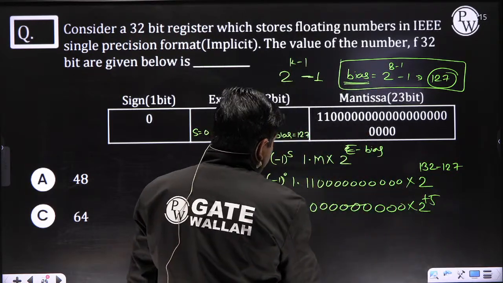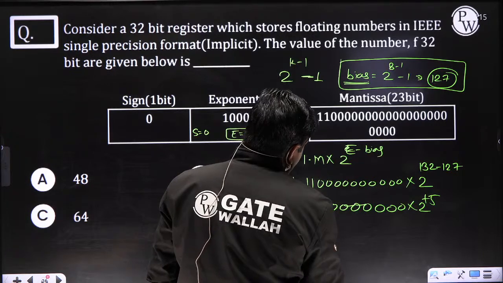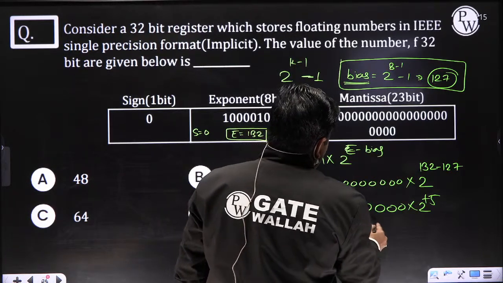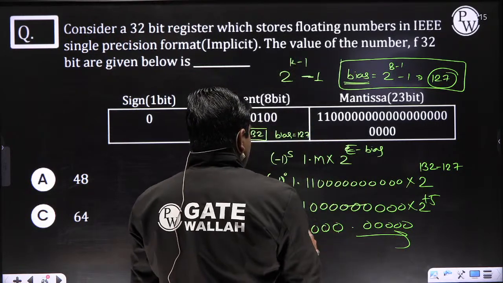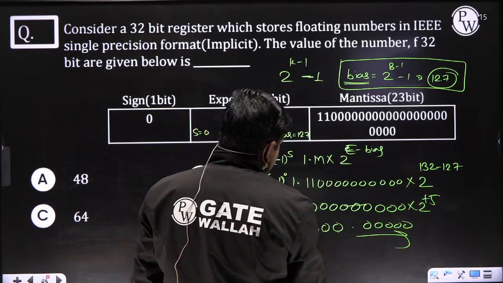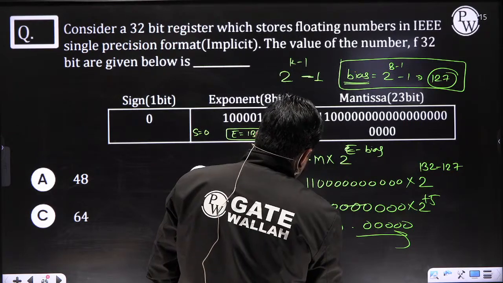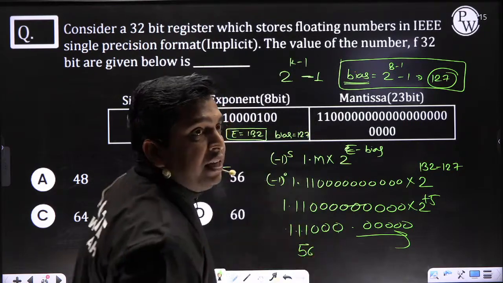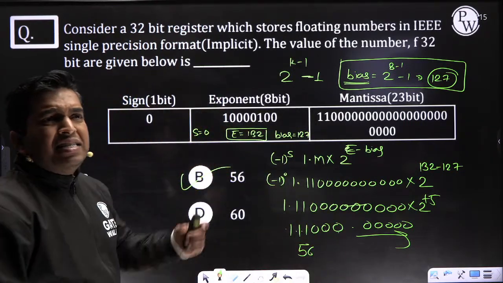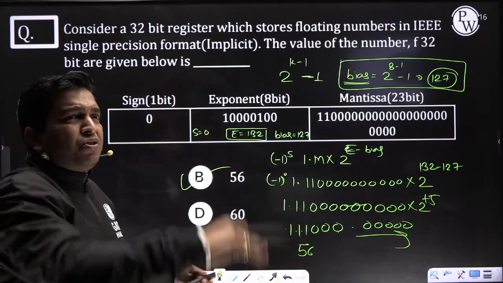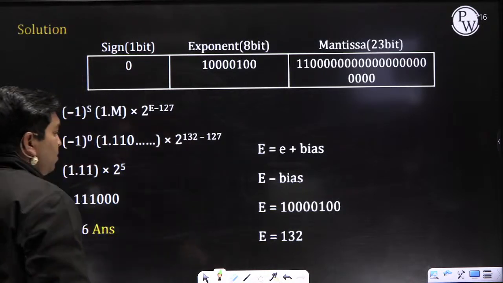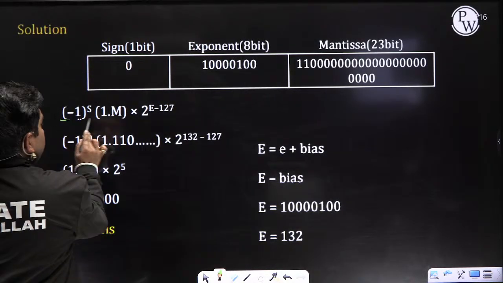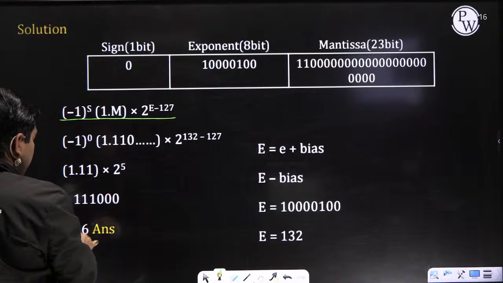What you have to shift? 5 bit. 1 2 3 4 5. 0.0000000. 1 2 4 8 16 32. कितना आया? 56. Crystal clear everyone? चमका? If yes, then write down in chat box. Here you can see you are getting 56.